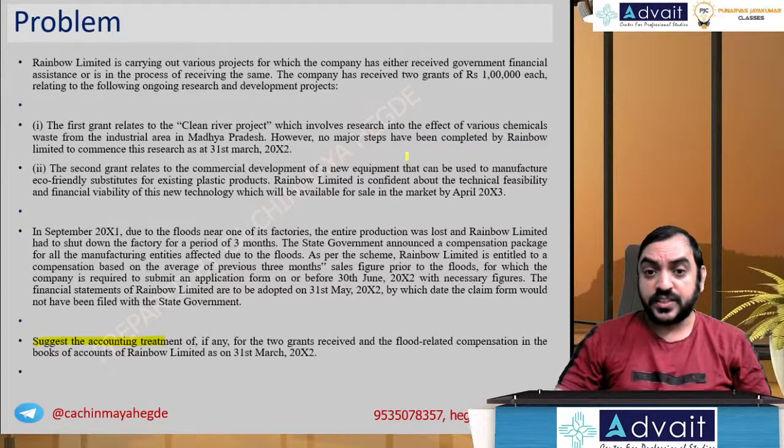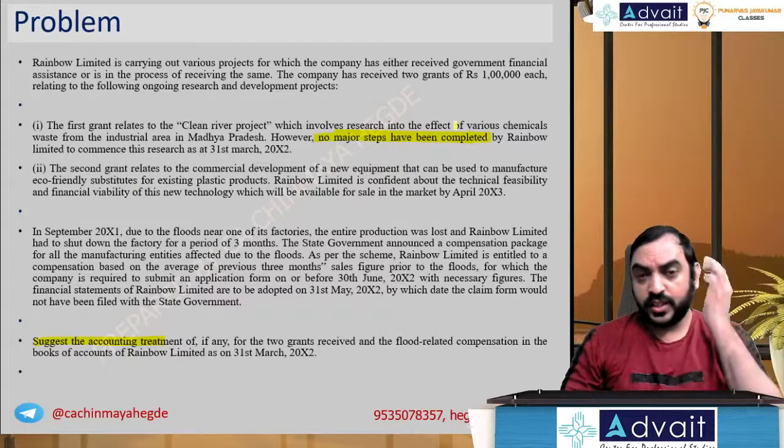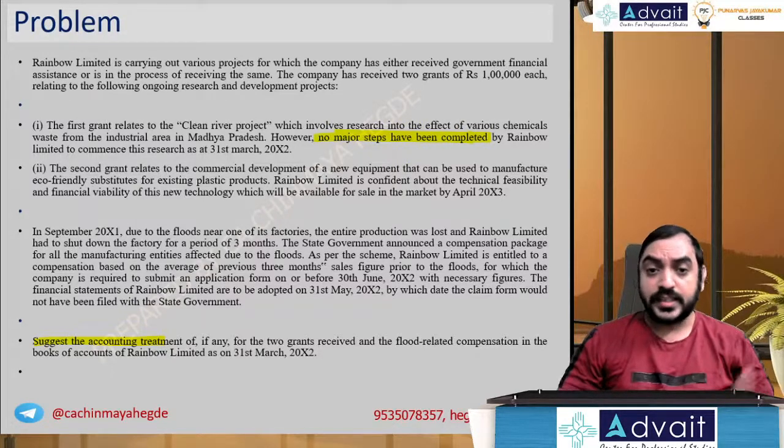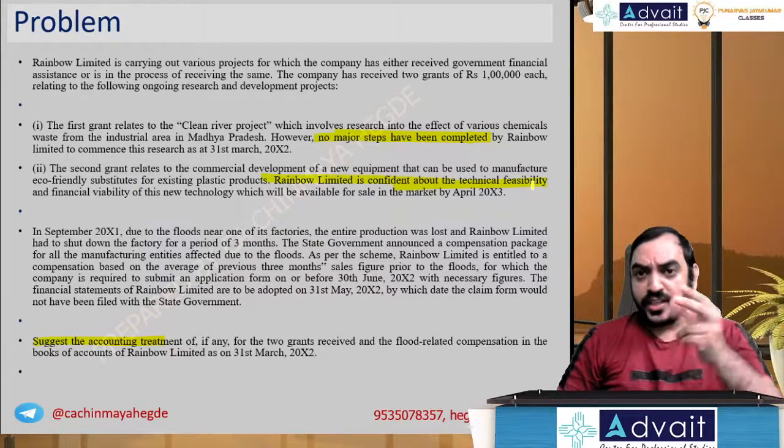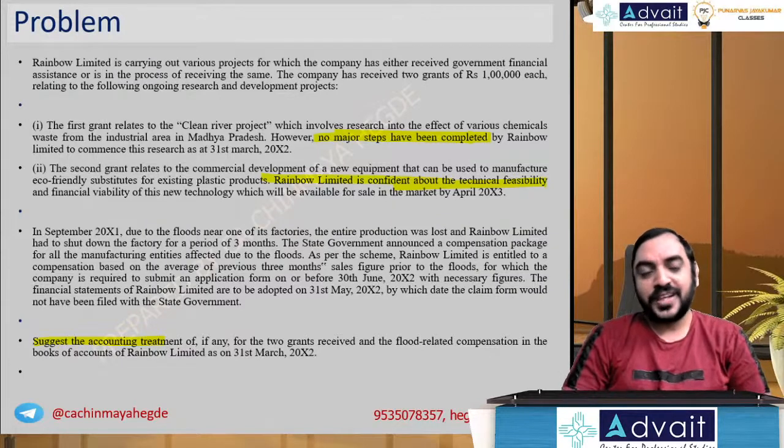So basically, in the first case, no steps have been completed, the purpose for which the grant is given towards research. In the second case, Rainbow Limited is confident about the feasibility. There's a major difference between the two grants, the status of that.